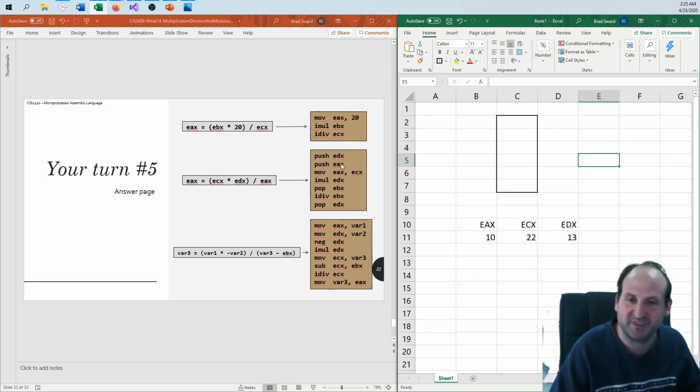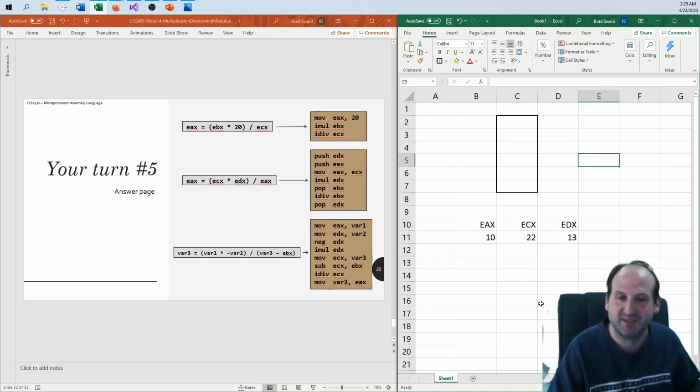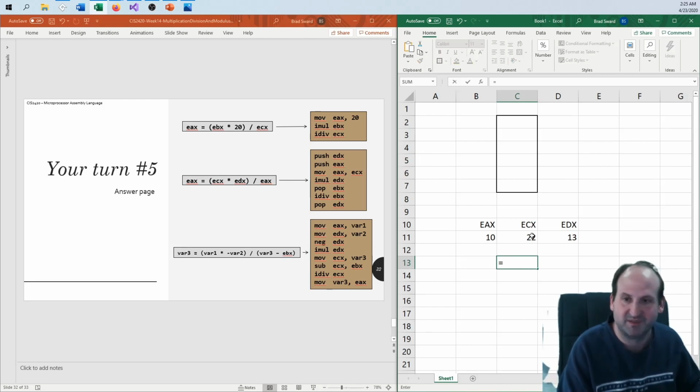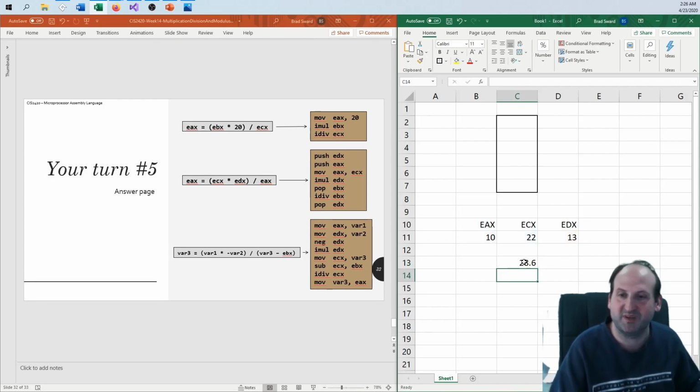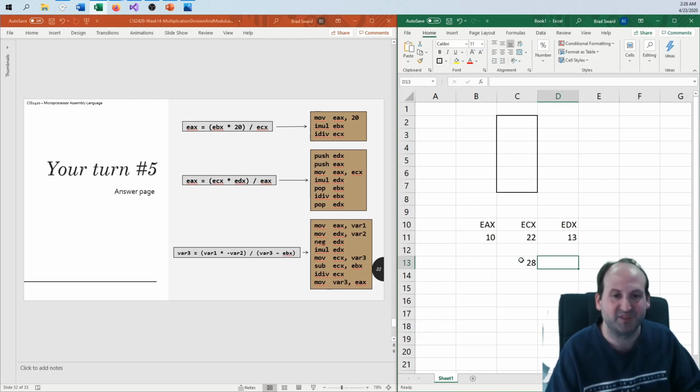So what are we doing with this code? What should the end result be? It should be equal to ECX times EDX divided by ECX. Cut off the remainder. So we should get 28.6 out of the deal. So we're just keeping track of the whole number part. So we should get 28 when this is all said and done.